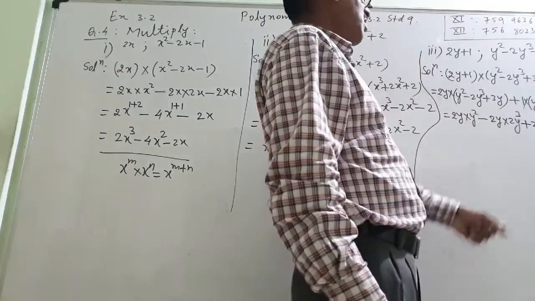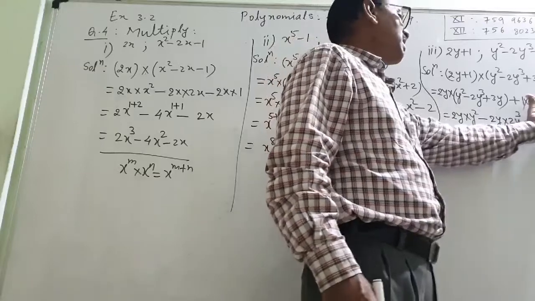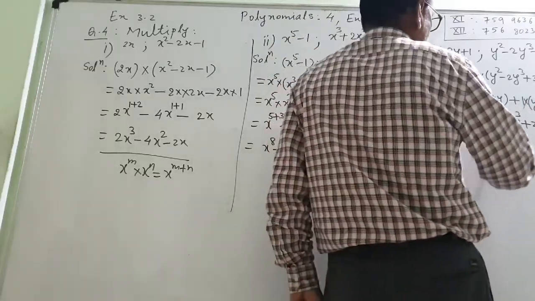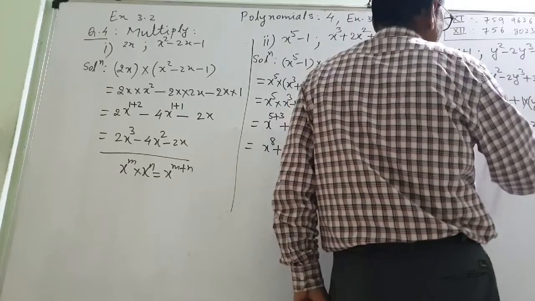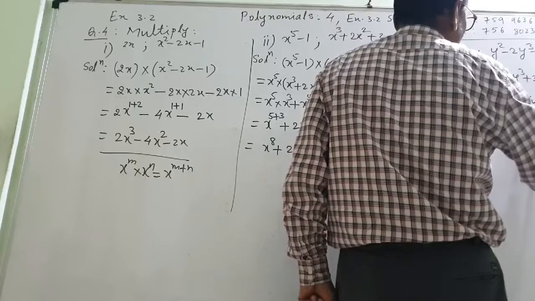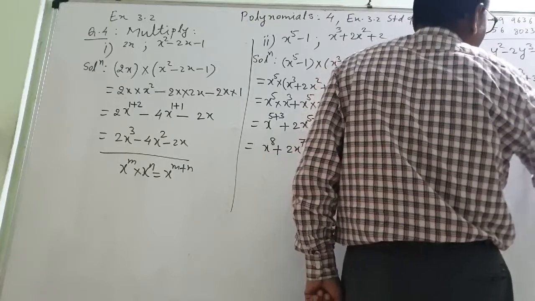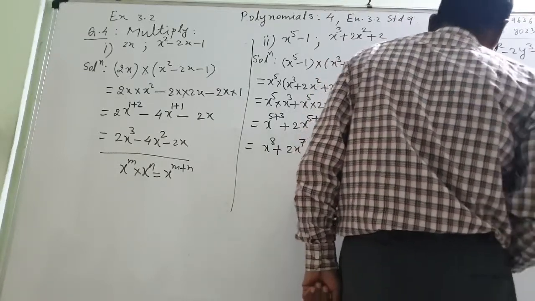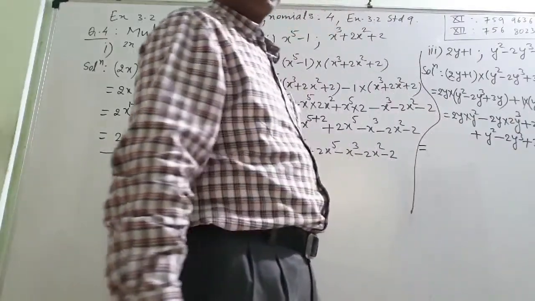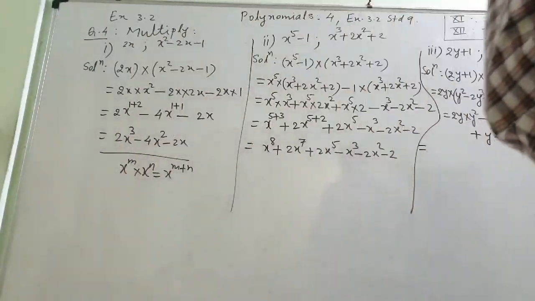This part is over. Now I don't have the place, so I will write this part here. So plus 1 into y square is y square, minus this into this is 2y cube, and plus this 1 into this is 3y. By multiplying by 1, nothing happens. Hope that you have understood this.